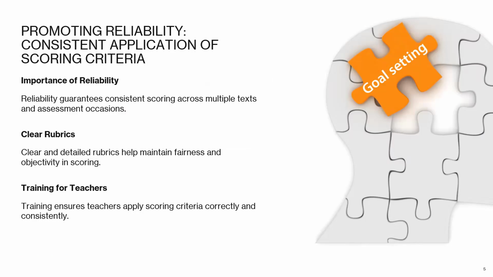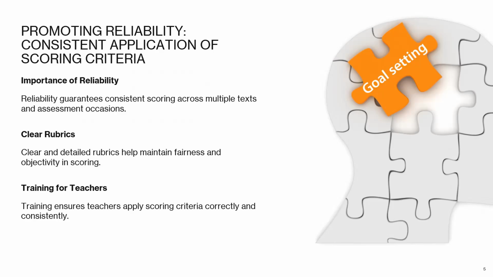Reliability ensures that your scoring is consistent across different students and tasks. This requires clear rubrics and training to maintain fairness and objectivity in assessment. If an assessment is not reliable, its results are meaningless. For example, if you score two similar papers and give them widely different grades, the assessment is not reliable.